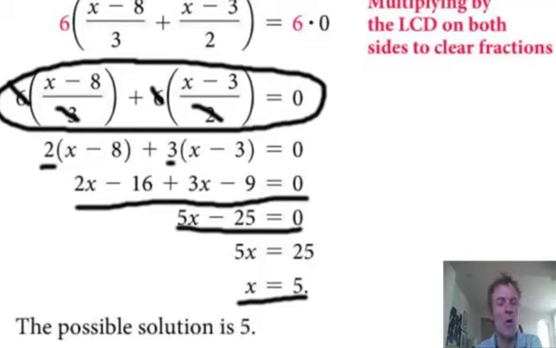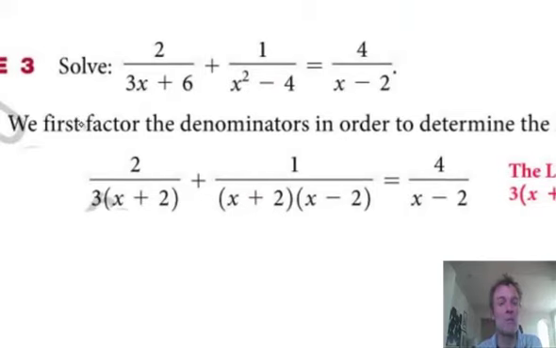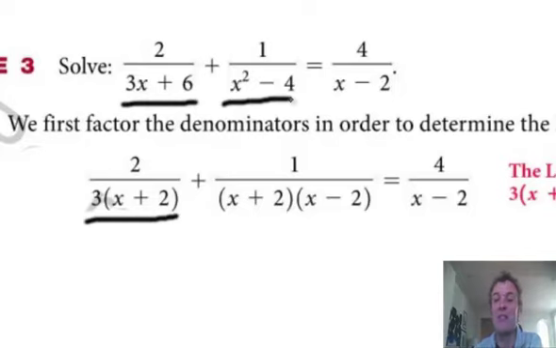Let's have a look at a more complicated one. Look at this one. Now then, what's the lowest common denominator of 3x plus 6, x squared minus 4, and x minus 2? Well, we don't know until we can factor. We need to factor each one of these denominators and then build up the lowest common denominator from that. If I factor 3x plus 6, pull a 3 out, I'm left with 3 times x plus 2. This is the difference of squares. x squared minus 4 will factor into x plus 2 and x minus 2. And x minus 2 won't factor, it's still x minus 2.